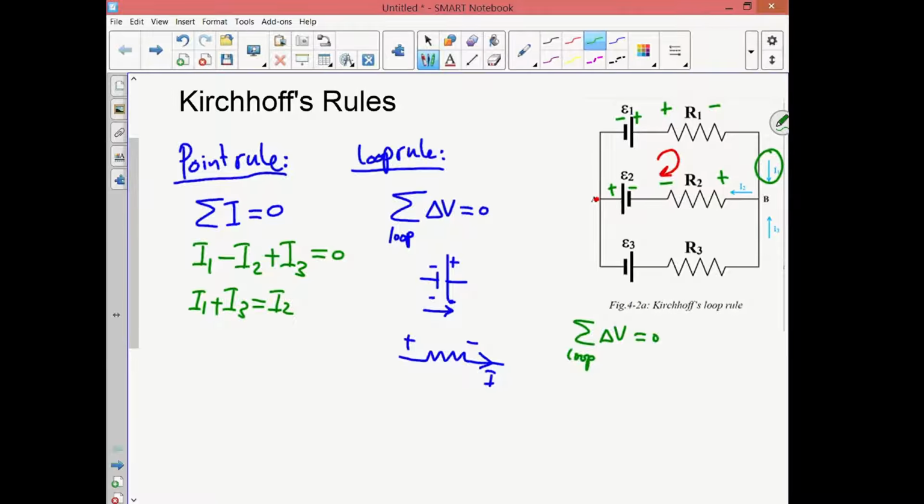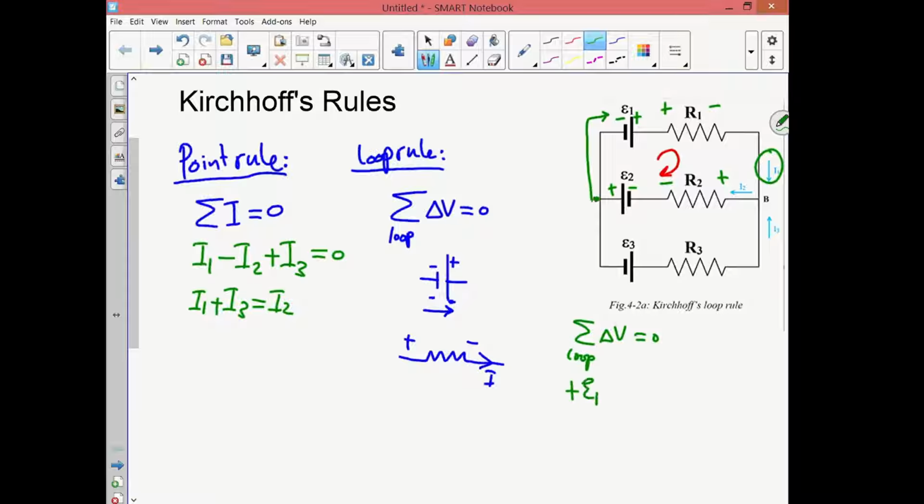When we travel clockwise in the upper loop, I'm going to start at point A here and move in this direction. So I'm going to move through the battery E1 from a point of low potential to a point of high potential, which means that there is an increase in potential. In other words, the potential difference between the two sides of the battery is going to be a positive quantity. So I'm going to write plus, and the voltage difference across the battery is E1.